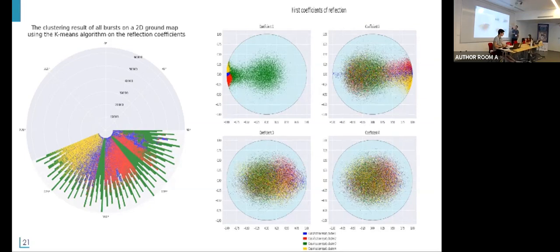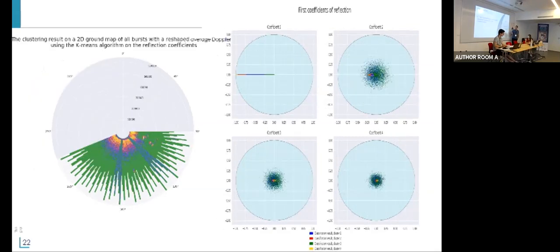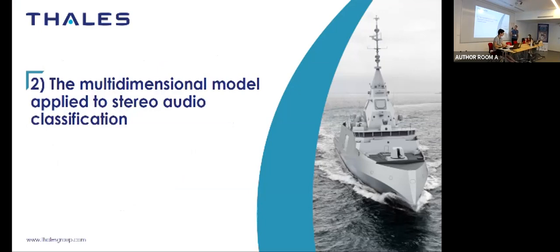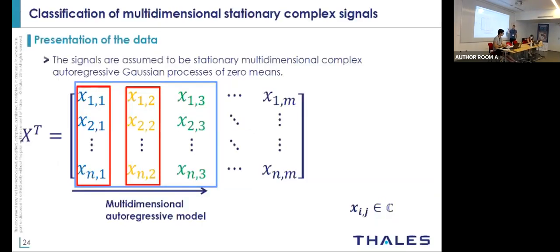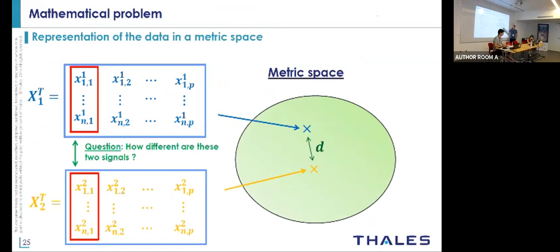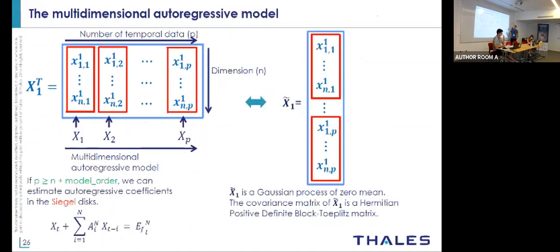I have no more time to detail, so I will skip to the second part of my presentation about stereo audio classification. Now the general problem is that I have a series of complex vectors. I still make the assumption that they are zero mean, and it's a stationary series. Again, I would like to find a metric space to compare them.